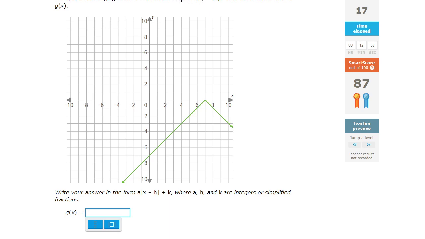So then this one, it says write the function rule for g of x. So this one has clearly been shifted to the right 7. And not only that, it's also been reflected downward, right? It's no longer opening upward. It's now opening downward. So this one will be absolute value of x minus 7, because I went to the right.